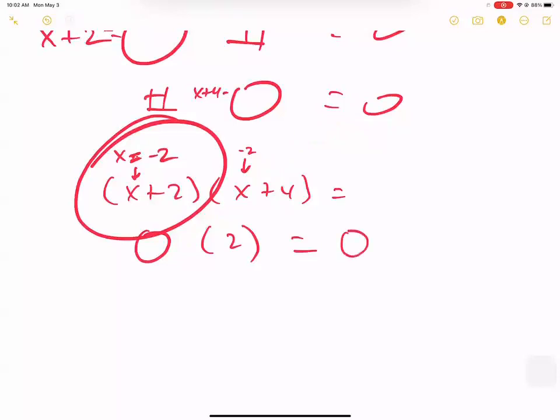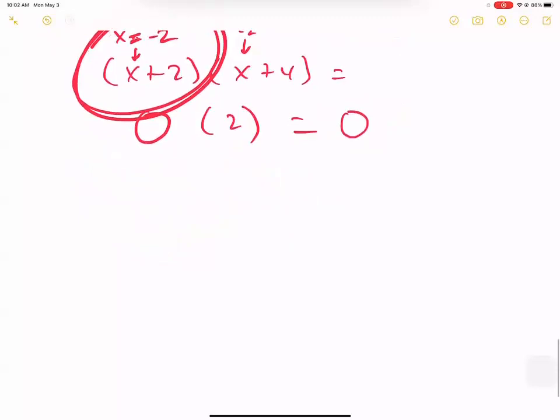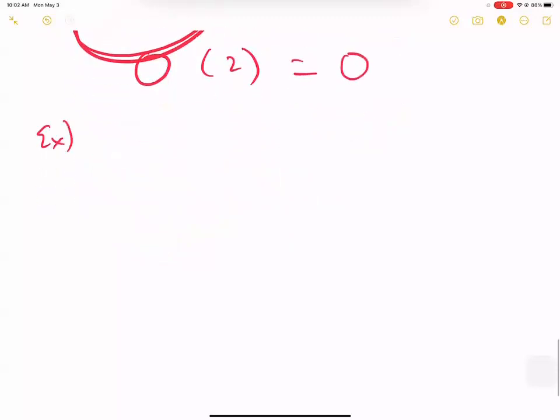It makes us lazy. We say, if I can make one side 0, we're good to go. If I can make the other side 0, we're good to go. So now let me show you how fast these problems are. Here is our next set of examples. And here's what we're going to do.